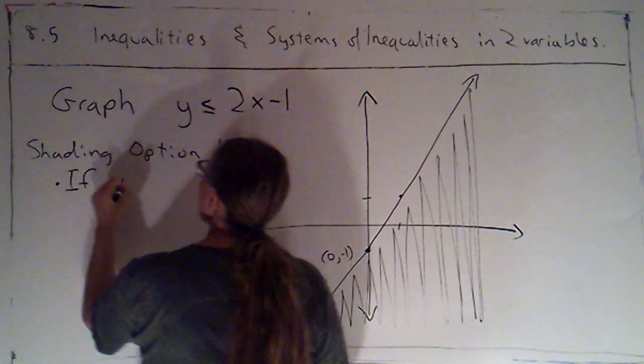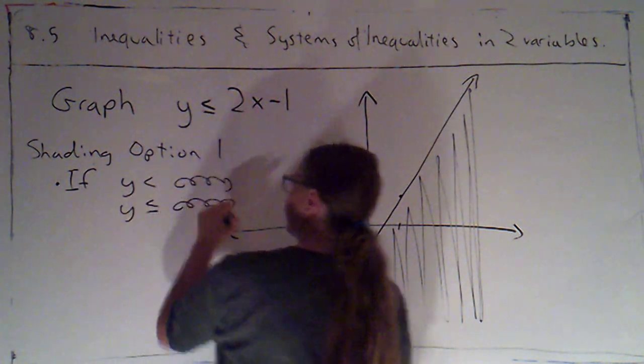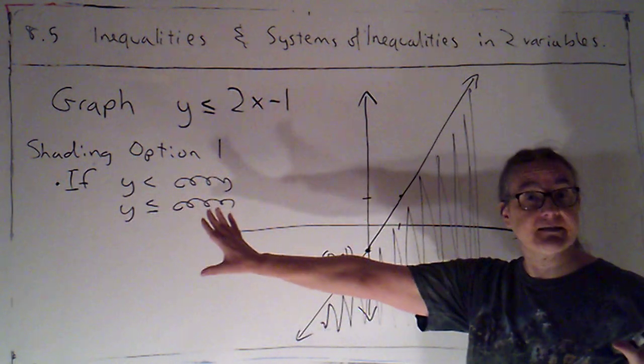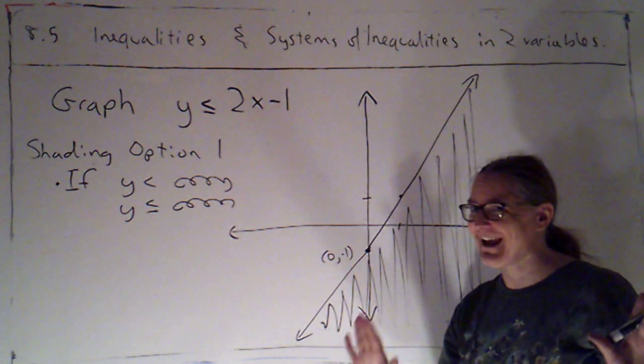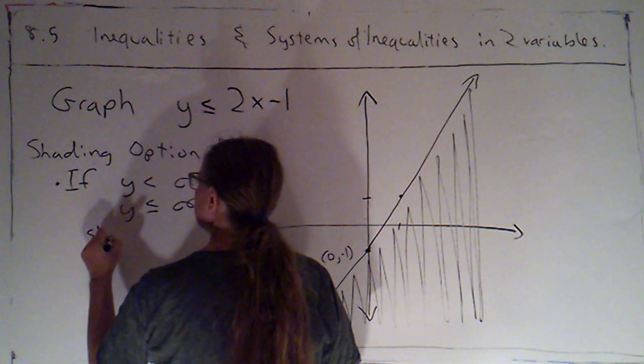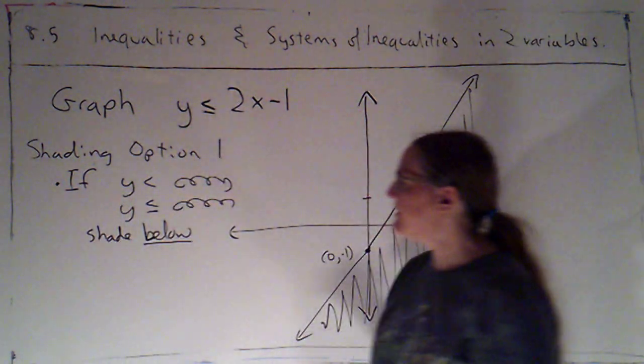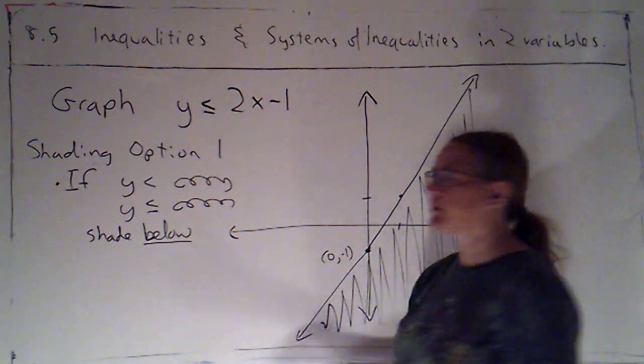If y is less than something, or y is less than or equal to something. So if I have a y by itself, now I might not always have that, okay? But if I have y by itself, that means I'm going to shade below, because that's where my y values are smaller.